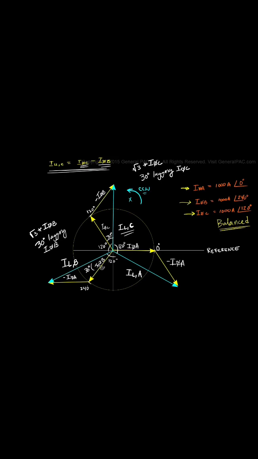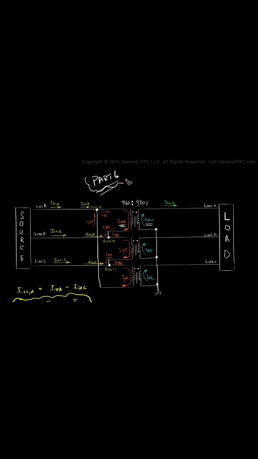In this example, we see that the line currents are a balanced three phase current. And we see very clearly that the line current lags the phase current by 30 degrees. All line currents lag the phase current by 30 degrees. So that's all for part 5C.